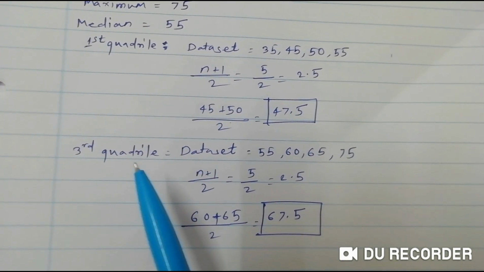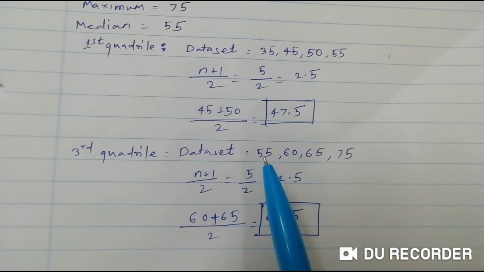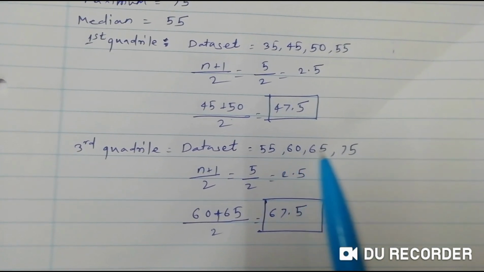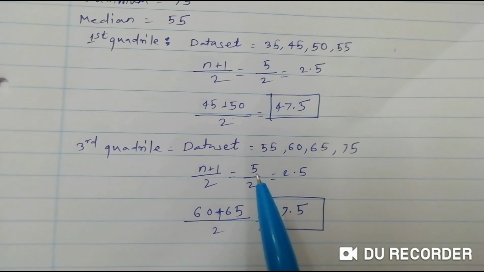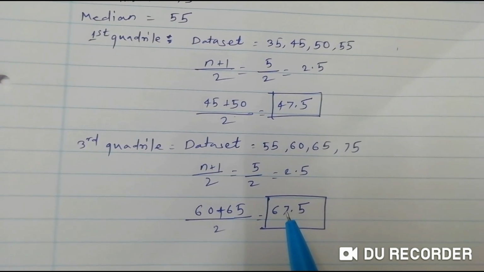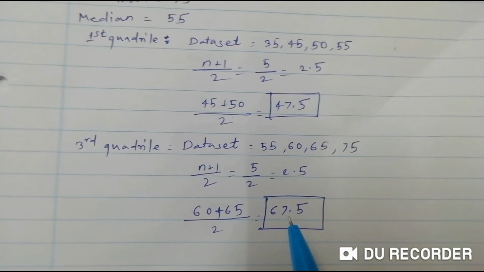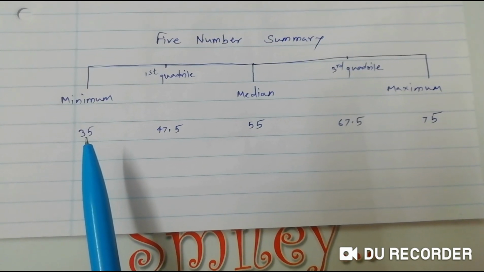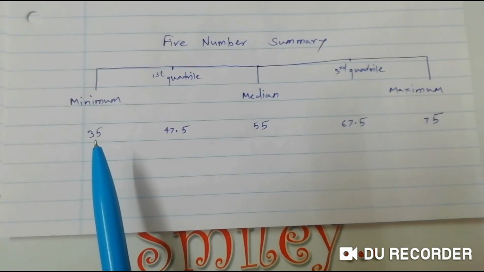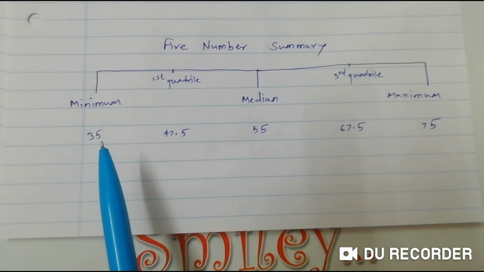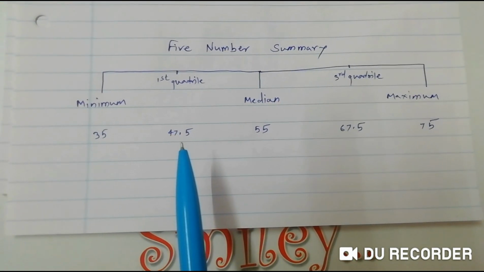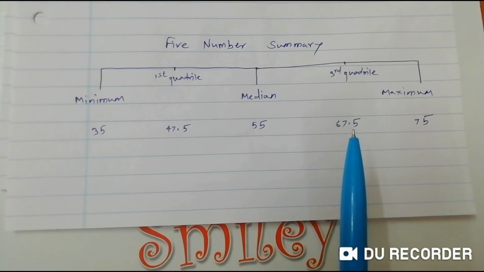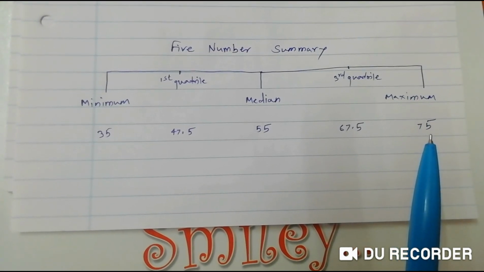Same for the third quartile. Here our median value was 55 and maximum value was 75. We have considered all the elements in between them and calculated the median just like the first quartile. It comes to 67.5. So at the end we have again written all the values in the 5 number summary format. The minimum value was 35, first quartile was 47.5, median is 55, third quartile is 67.5 and maximum value is 75.